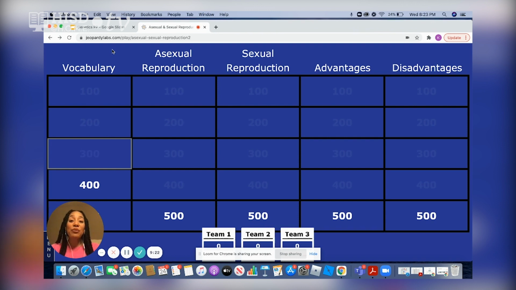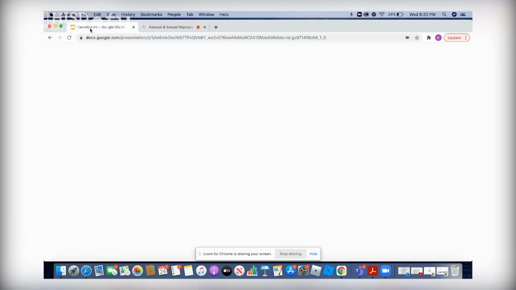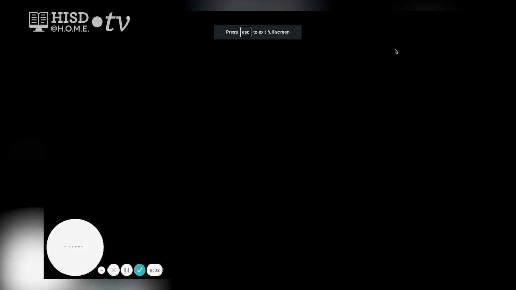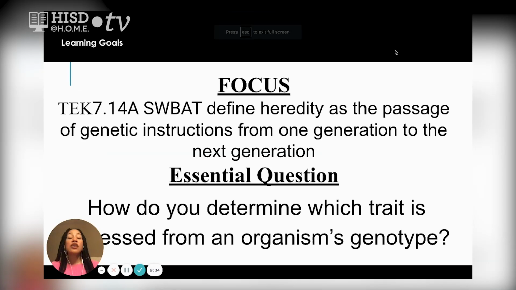So now that we have reviewed our two types of reproduction, let's move into this week's topic of genetics and heredity. Our focus for this session is TEK 7.14a. Students will be able to define heredity as the passage of genetic instructions from one generation to the next.